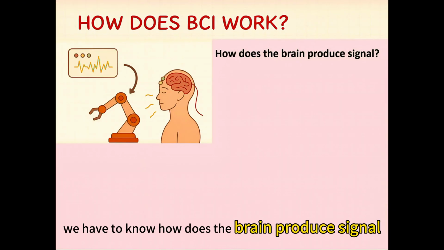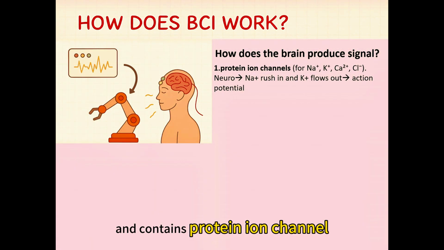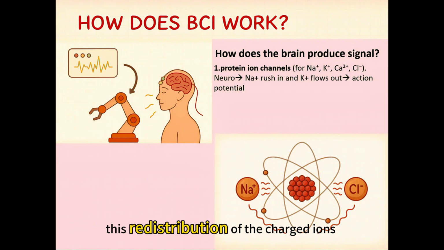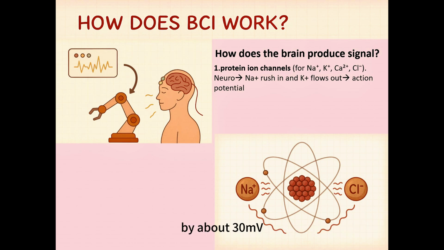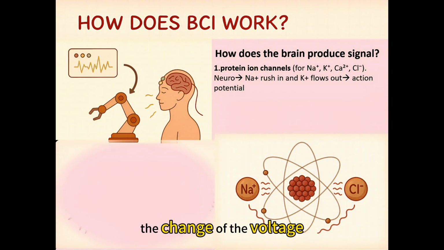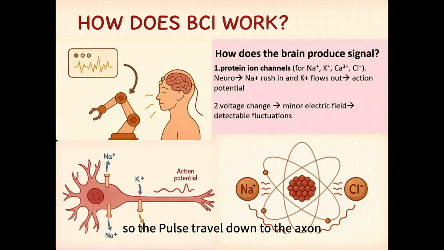To know how the BCI works, we have to know how the brain produces signals. There are billions of neural membranes in our brain and they contain protein ion channels. When sodium rushes in, potassium flows out. This redistribution of charged ions changes the electrical potential across the membrane by about 30 millivolts, and this is called an action potential. The change of the voltage causes the nearby channels to open, so the pulse travels down the axon, and so on.